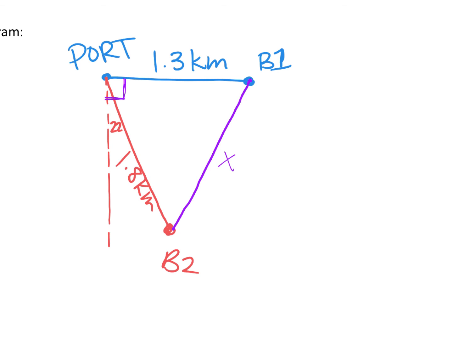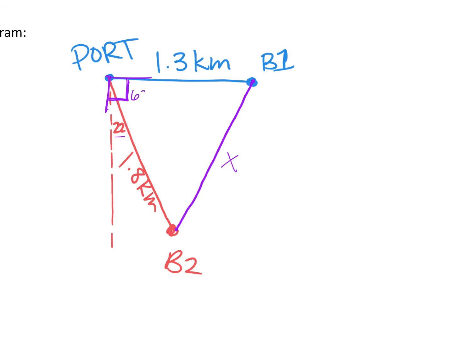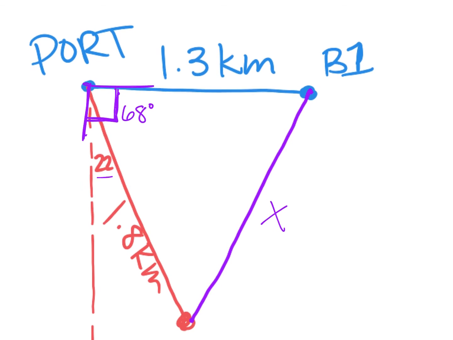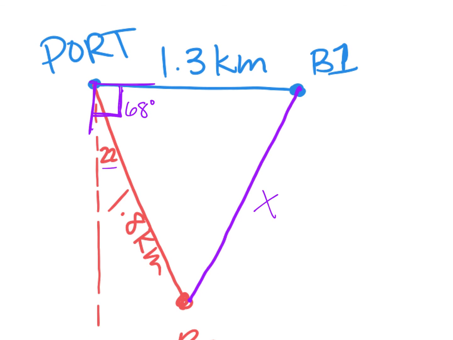This is going to be 90, right? Because due east and due south would form a 90-degree angle. So if this one's 22, then this one is 68 degrees. Okay, so that's the triangle that we're looking at. Let's label that triangle. What is your capital A value? 68. So this is capital A.